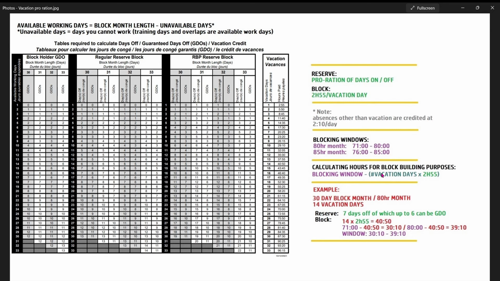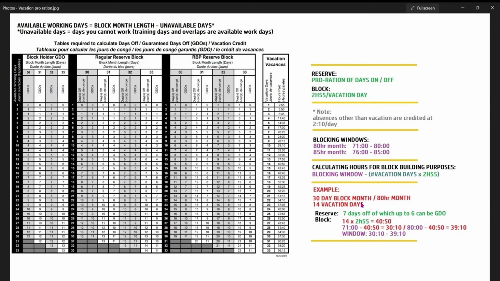So what does that mean exactly? Let's do an example together. For the sake of this example, we have a 30-day block month in an 80-hour month. So we know that our blocking window is between 71 and 80. And I have 14 vacation days. Great. Now for reserve, let's start with that.